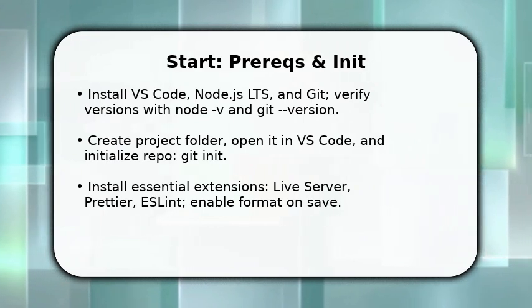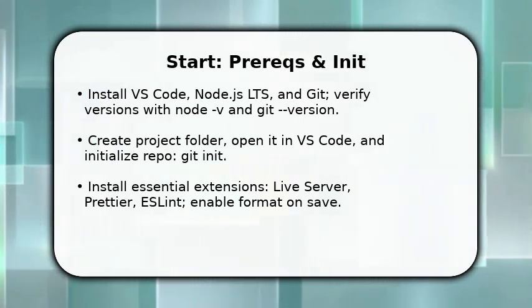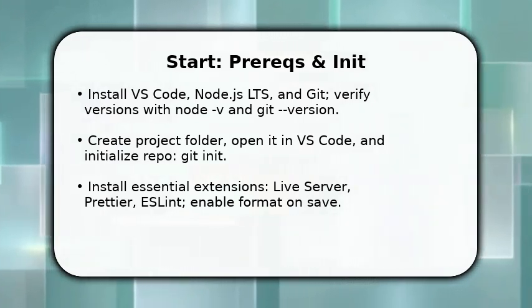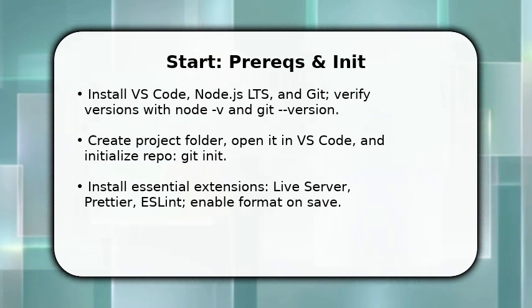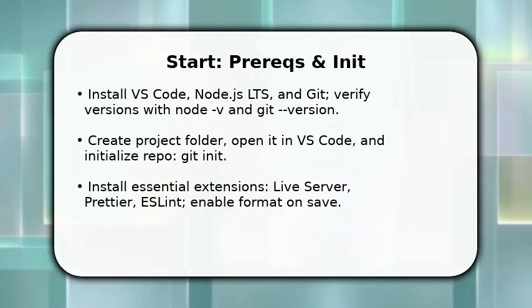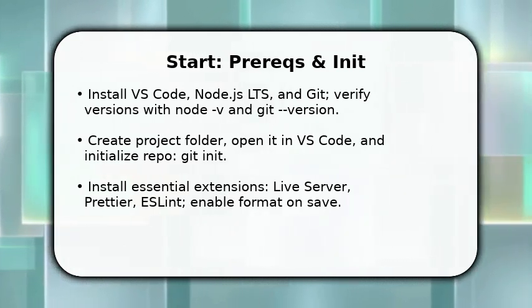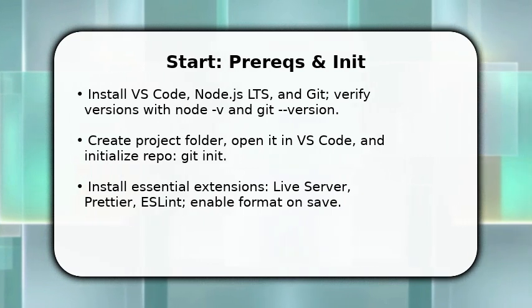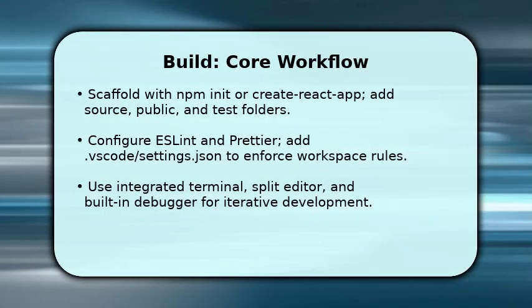Once done, initialize a Git repo and install key extensions like Live Server, Prettier, and ESLint so code runs and stays consistent. Make sure to set Format on Save and choose the right Node version. These actions save time and avoid environment drift later. You now focus on building.